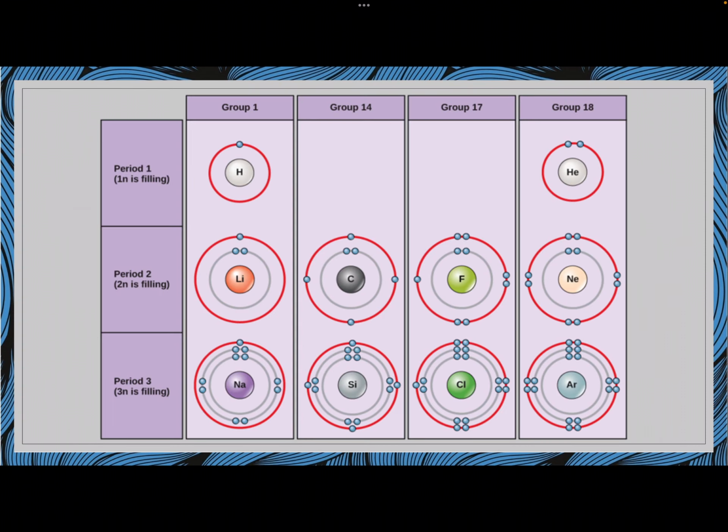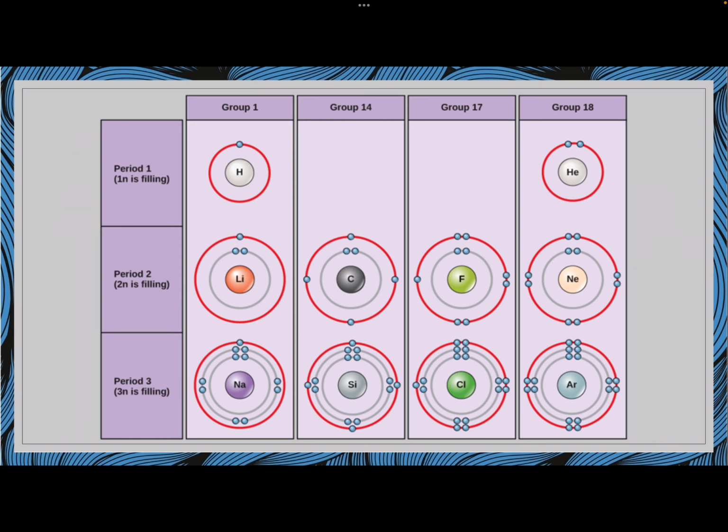So this is an example of how they're filled. In period 1, the first atom is hydrogen, so it's got 1 electron around it. Helium gets 2 in that first shell. Once we go down to the second period, we start filling the second shell, that 2n shell. So lithium has 1. We keep filling them. Carbon would have 6 in the 2n shell. Fluorine has 7. Neon has 8.